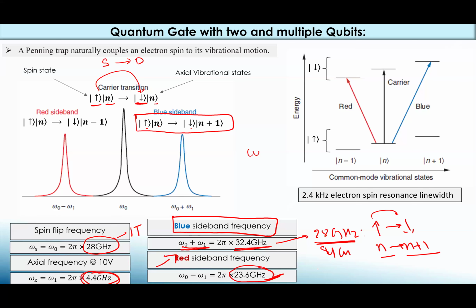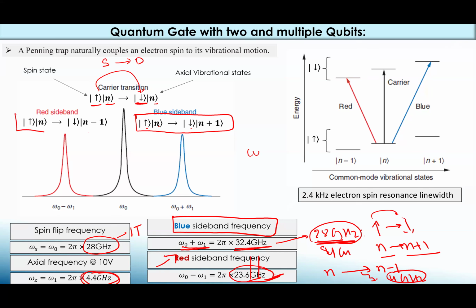But this is possible if the electron is already in the higher state. And from there, if it comes to the lower vibration state, then this is going to produce phonons of 4 gigahertz. And that 4 gigahertz, you can think of as adding up to the 23.6, making 28, and that 28 will cause the spin flip.